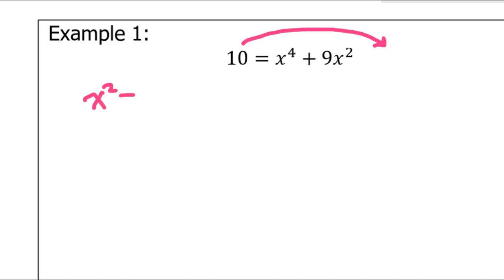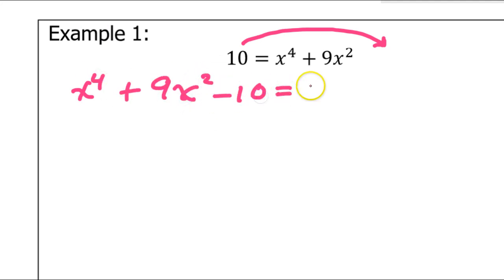I'm sorry, it's not x squared. That's going to give us x to the 4th power plus 9x squared minus 10 is equal to 0. This is quadratic form. If the first term is double the degree of the middle term, we can usually factor this like a normal quadratic equation.